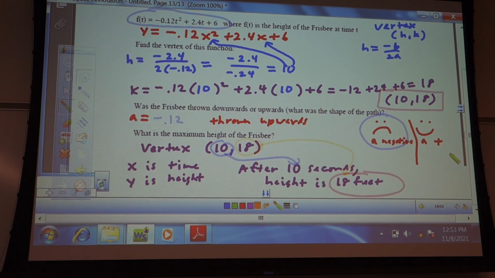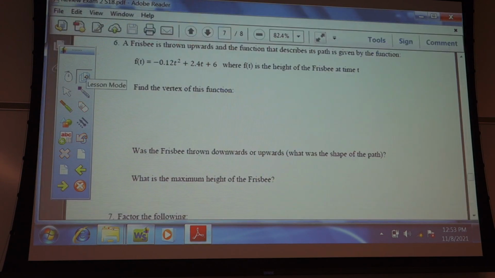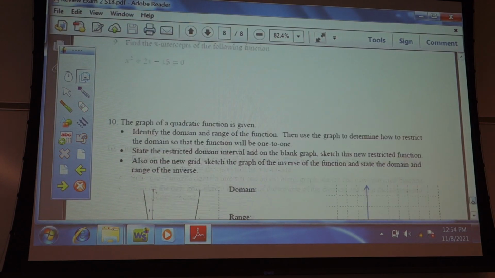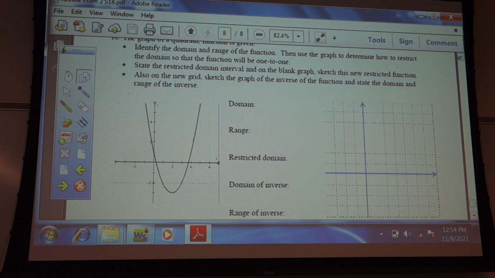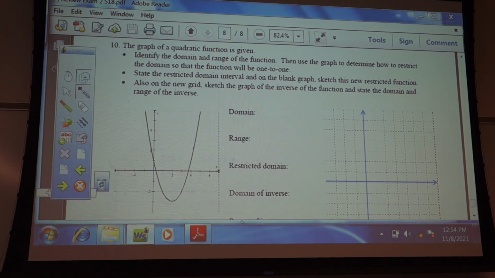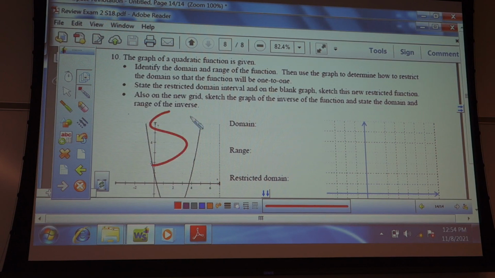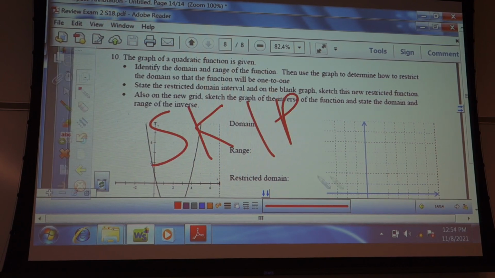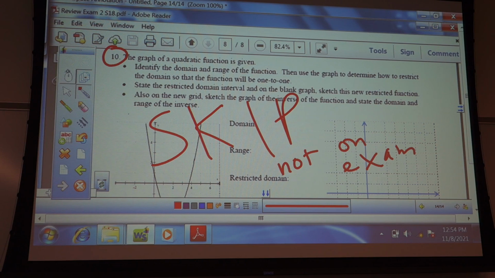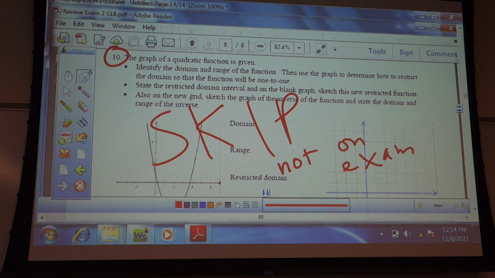All right, and then remember number 10, skip 10. So we'll go down to 10, I'll point that out, and we are skipping this one. Skip this one, it will not be on the exam. Don't worry about that one. And then we're going to take a look at 7A and C.